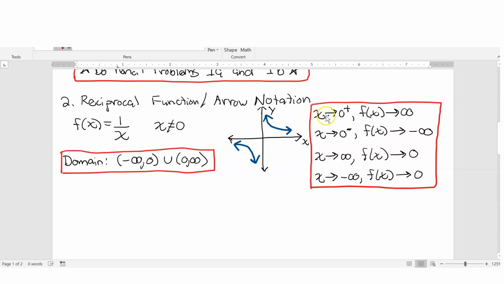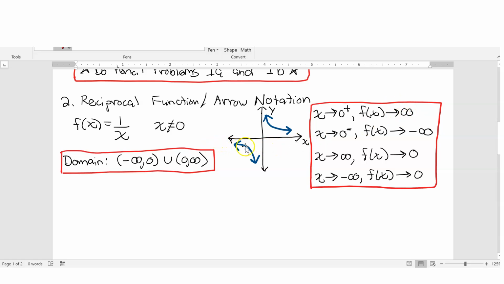So remember, with our arrow notation, this plus symbol means approaching from the right, or the positive x direction. The minus means approaching from the left, or the negative x direction. So as we approach 0 from the right, notice the graph will go up, and it will actually never cross the value of x equals 0 here, and so the function goes to positive infinity.